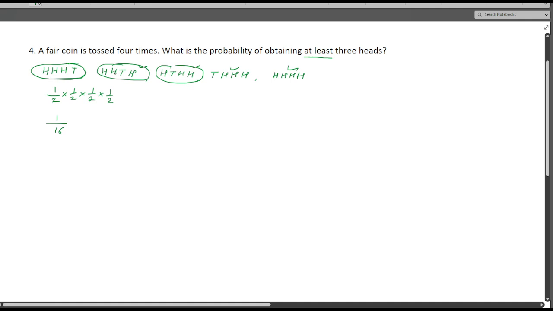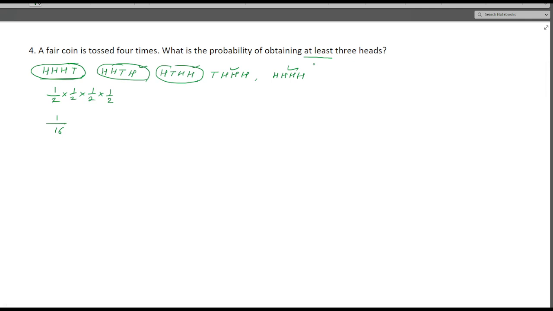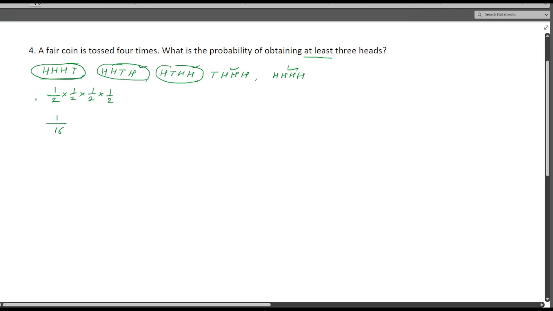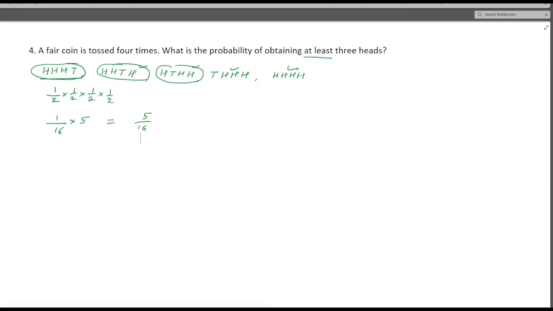They are 4 different coins, and we are tossing them simultaneously. So this 1 divided by 16 is multiplied by 5, since there are 5 favorable outcomes. That means my result is 5 divided by 16. So 5 divided by 16 is the probability of obtaining at least 3 heads.